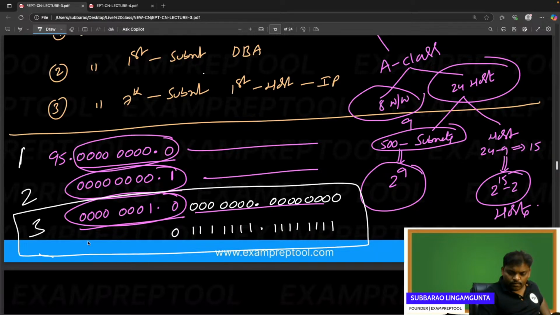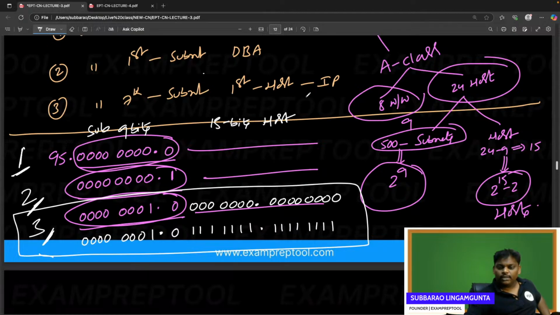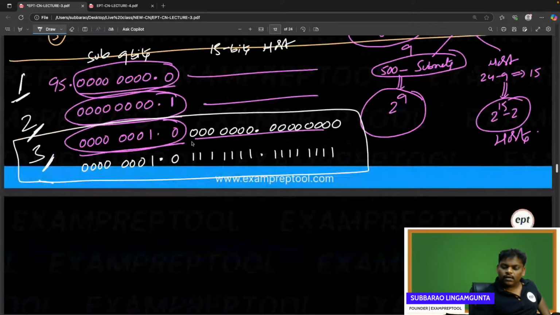Here is a subnet. Third subnet. See, subnet number 0, but physically it is the first subnet, the second subnet, the third subnet. Remember, 9 bits for subnet and 15 bits for host. So what is the answer? 15 zeros to 15 ones. Read properly: 15 ones.